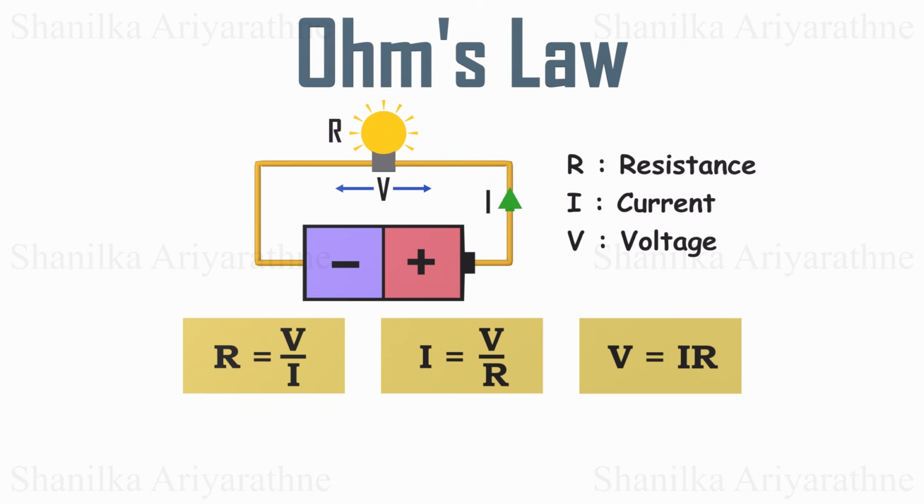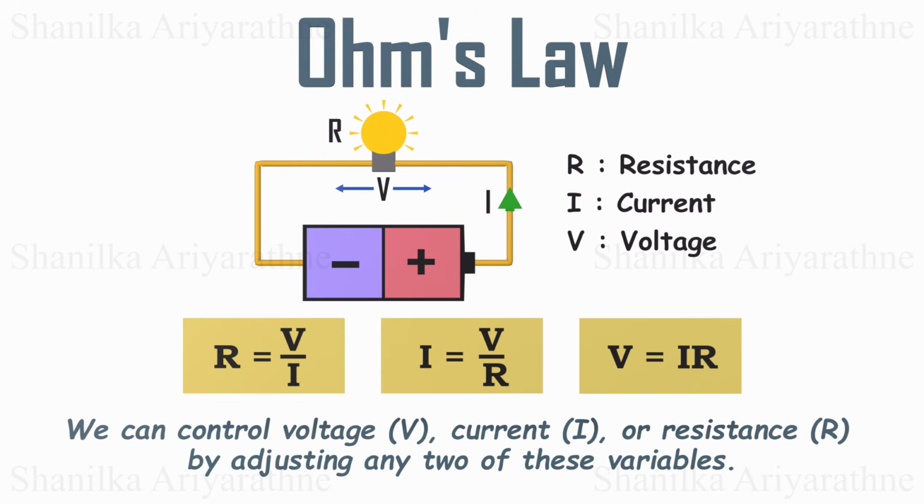Ohm's law is the most fundamental law of electronics, providing the basis for understanding how electric circuits behave. According to Ohm's law, we can control voltage, current, or resistance by adjusting any two of these variables.